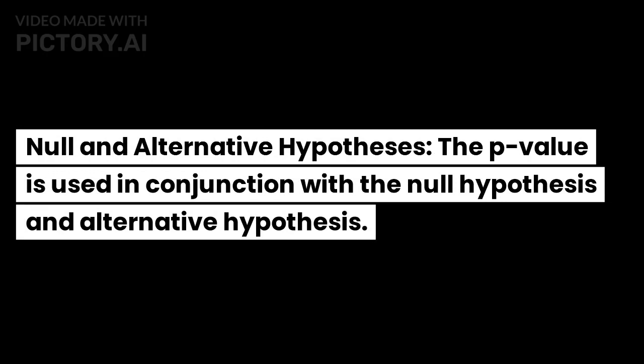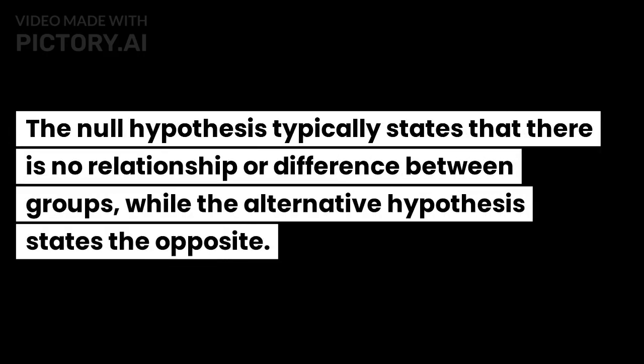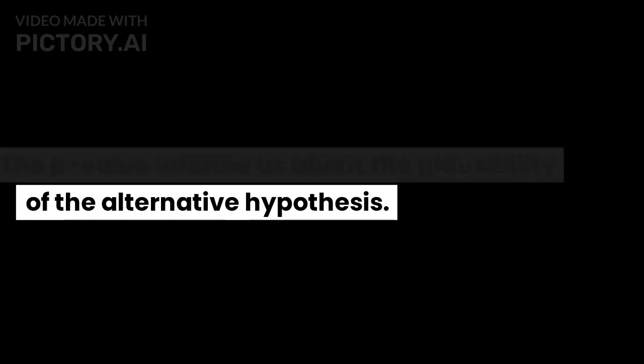2. Null and alternative hypotheses. The p-value is used in conjunction with the null hypothesis and alternative hypothesis. The null hypothesis typically states that there is no relationship or difference between groups, while the alternative hypothesis states the opposite. The p-value informs us about the plausibility of the alternative hypothesis.